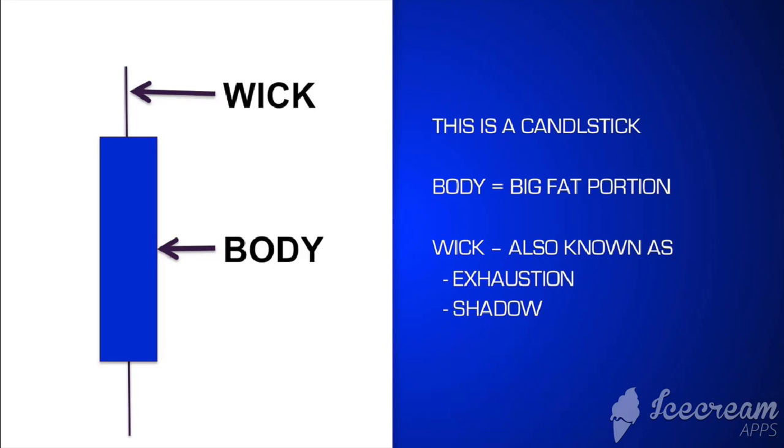Remember, you have a Japanese candlestick. That's what this little structure is on the screen. The little skinny, pointy, prickly looking thing, that is called a wick, also known as a shadow or exhaustion. And then you've got the body of the candle.